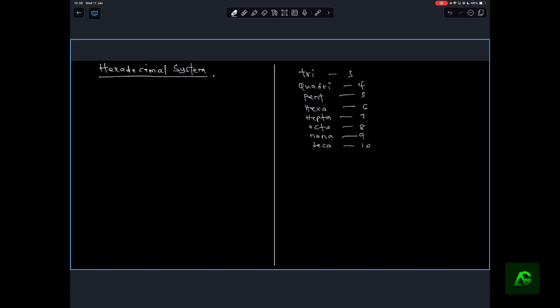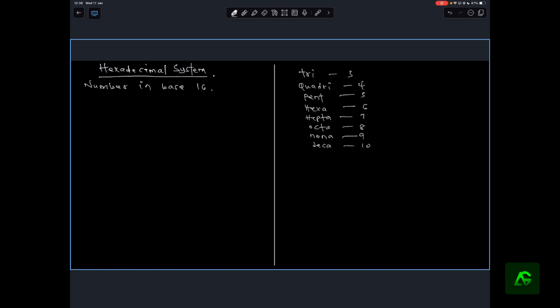So now, from here, decimal stands for 10, right? Hexa, that is what? That is 6. So this is just a combination of 6 and what? And 10. So here we'll be talking about numbers in base 16.